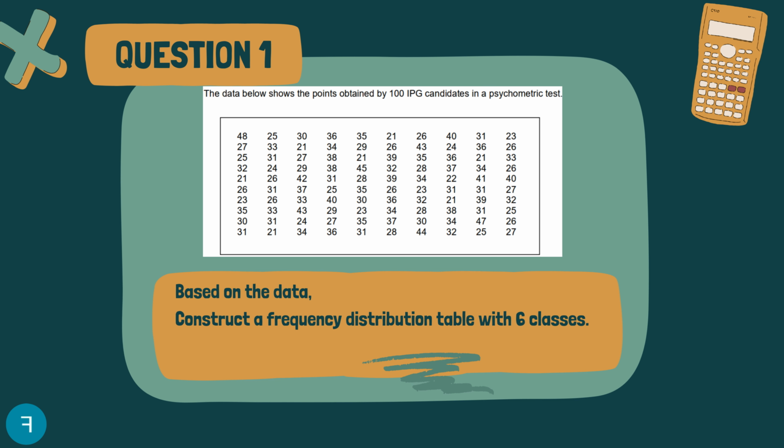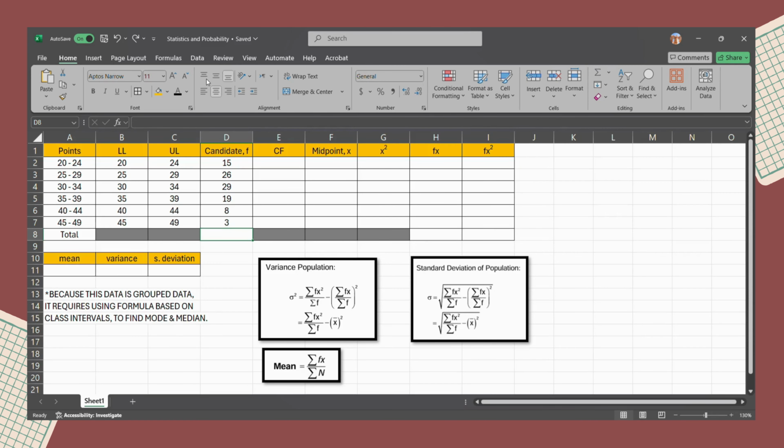Okay, now as we can see, this is question 1. The data below shows the points obtained by 100 IPG candidates in a psychometric test. Based on the data, we need to construct a frequency distribution table with 6 classes. Next, based on the data given, we construct the data into a table by using Microsoft Excel.